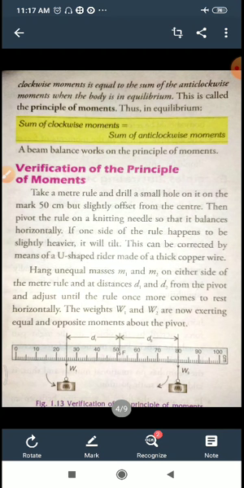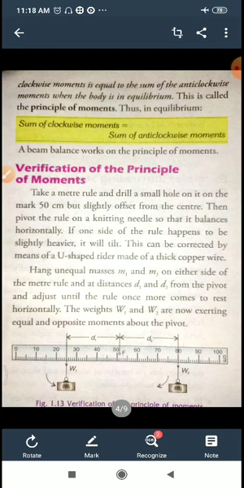You have all seen a meter rule. Take a meter rule and drill a small hole in it at the 50 centimeter mark, but slightly offset from the center. It is not exactly at the 50 centimeter mark. Here you can see from the figure a small hole just to the right of the 50 centimeter mark. Then pivot the rule on a knitting needle so that it balances horizontally.